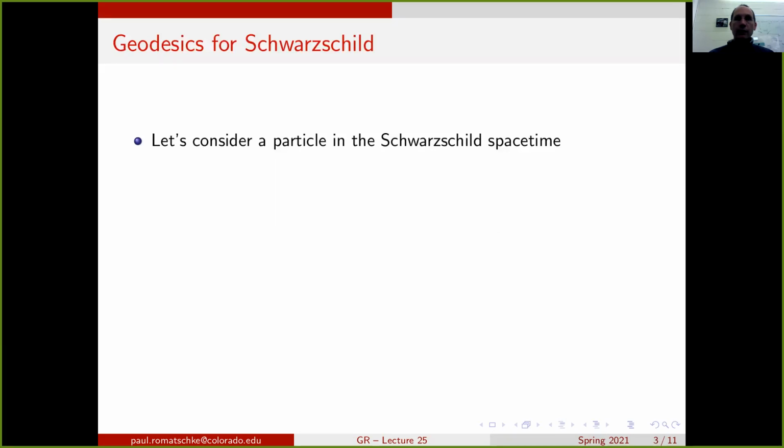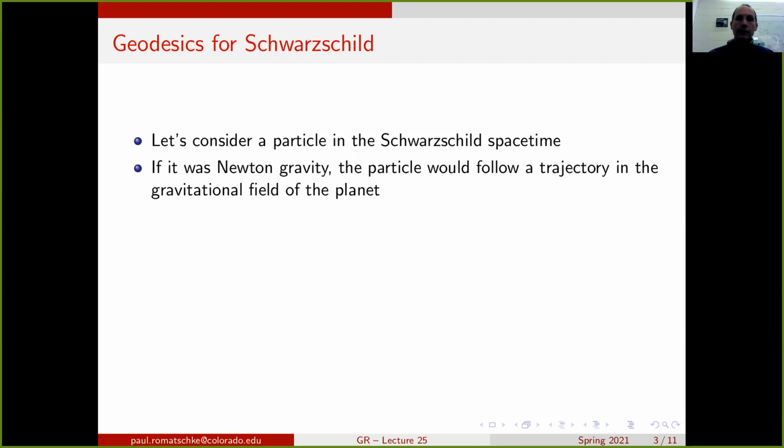Now, if we want to consider this as an application, we have in mind a planet, and we want to consider a particle in the gravitational field of that planet, so that would be a particle in the Schwarzschild spacetime. Then we can ask, what trajectory would that particle follow? If it was Newtonian gravity, the particle would just follow a trajectory given by the gravitational field of the planet, so we can figure this out fairly straightforwardly.